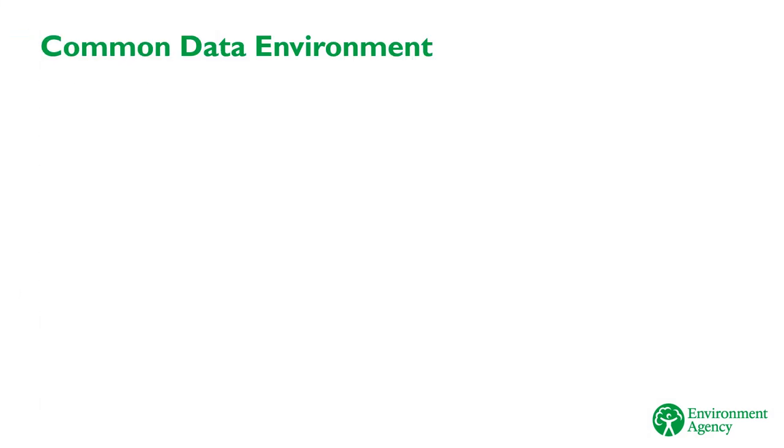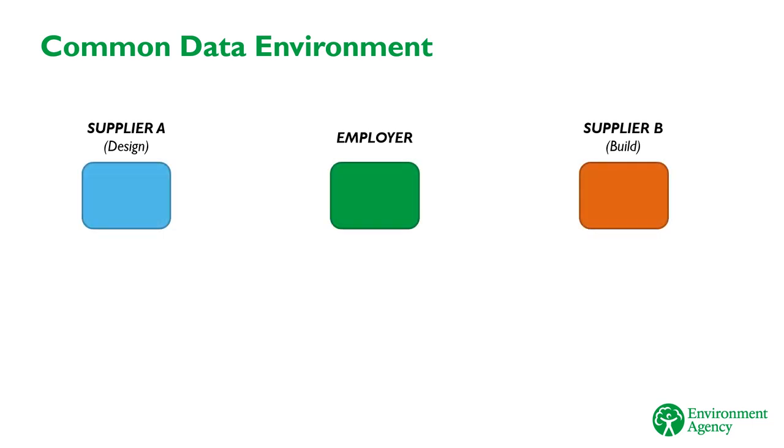Let's look at how things worked before BIM. Imagine that the Environment Agency has appointed two suppliers to work on a project, one to do the design and the other to carry out construction. Each supplier has their own local storage for information, and information exchange is by a variety of methods. Sometimes email is used, sometimes smoke signals, maybe semaphore, you name it.